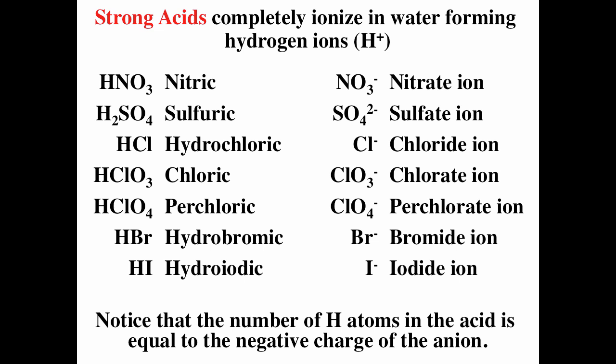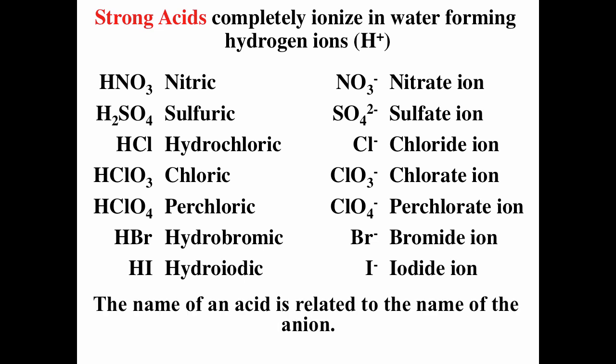And so the number of hydrogen ions in the acid is actually equal to the negative charge of the anion. Nitrate has a -1, and so nitric acid has 1 hydrogen. Sulfate ion has a -2 charge, and sulfuric acid has to have 2 hydrogens. Often it's helpful to memorize the polyatomic ion and the acid at the same time because they do go together. The name of the acid is related to the name of the ion.